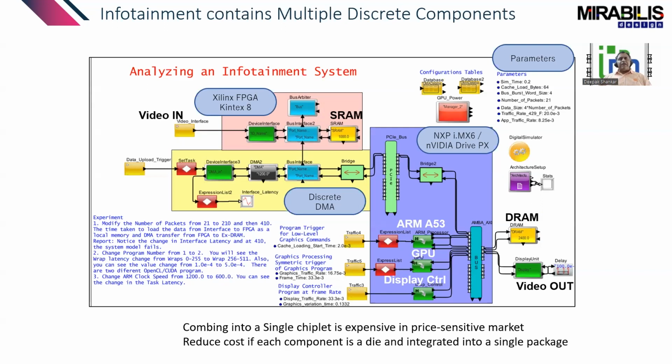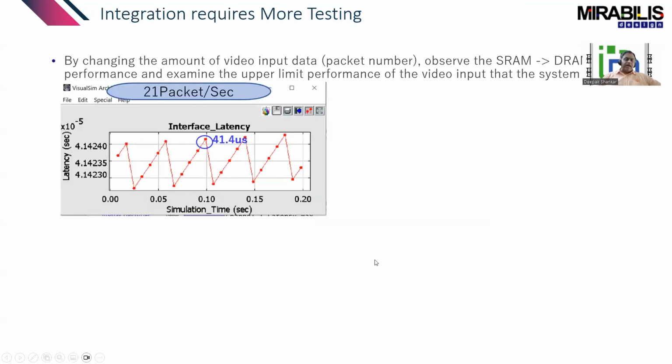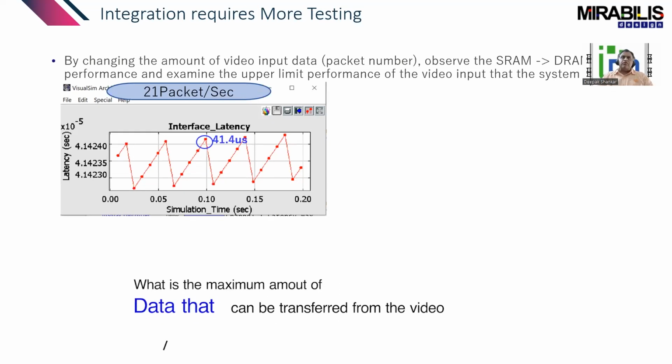So chiplets really offer a huge advantage, but to be able to understand it, you do need to do a lot of analysis. And this is where you've got to increase the amount of testing that you do at the system level. For example, here, when I had the board, I can put in the fastest components out there. Now, when I put it together in a single package, I have to worry about cooling, and I have to worry about what's the maximum clock speed, things like that. So I want to see, for example, what is the maximum amount of data that can be transferred from the video.